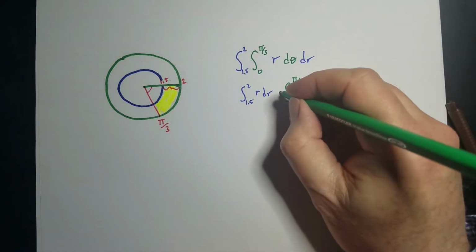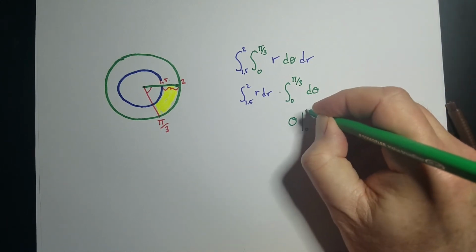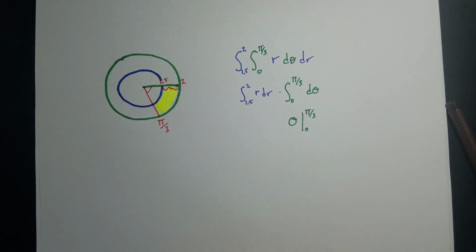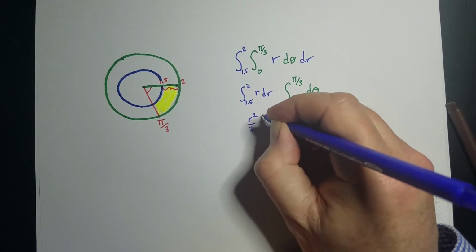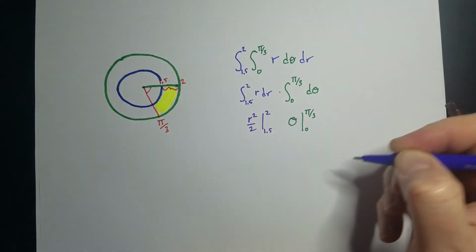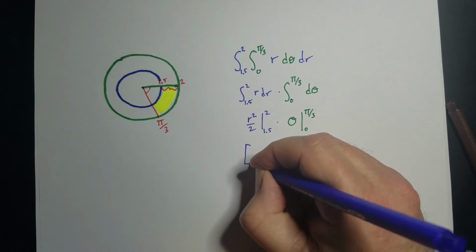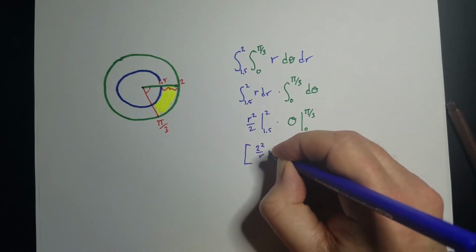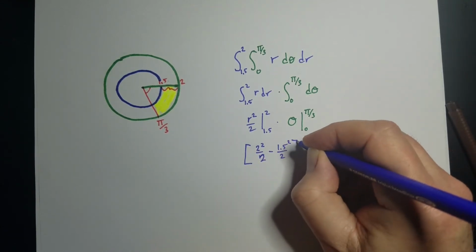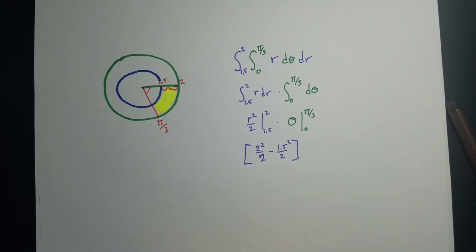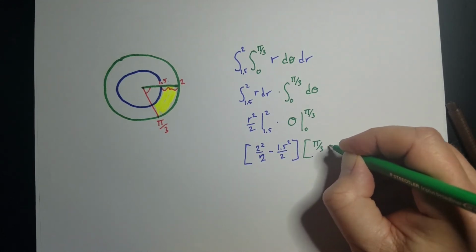When we do these, this one is theta, so the integral of d theta is theta, going from 0 to pi over 3. Over here, the integral of r is r squared over 2, going from 1.5 to 2. Again, we'll multiply these two. So this becomes 2 squared over 2 minus 1.5 squared over 2, times pi over 3 minus 0.